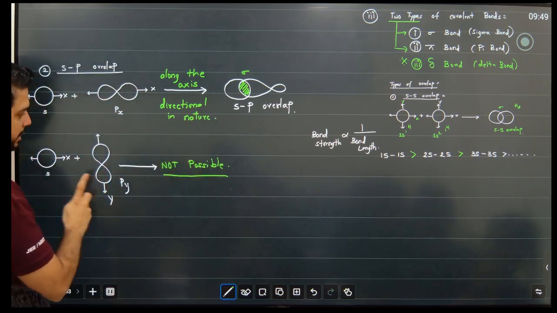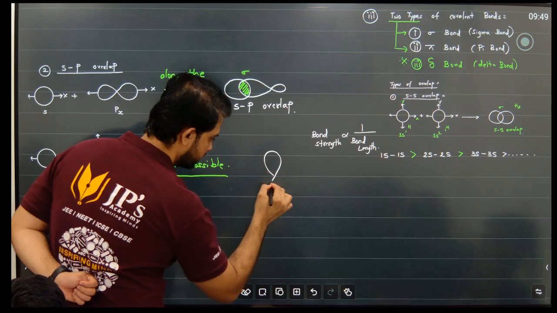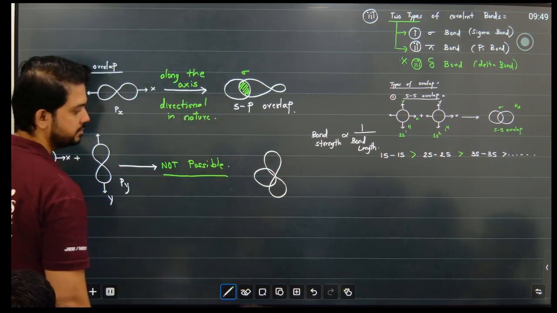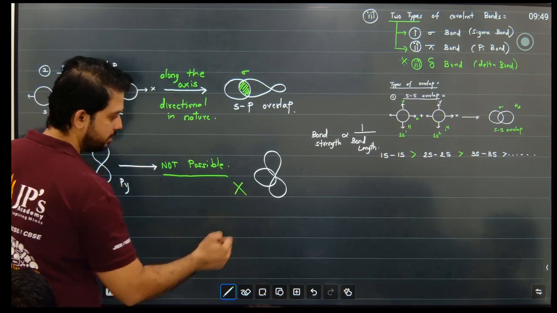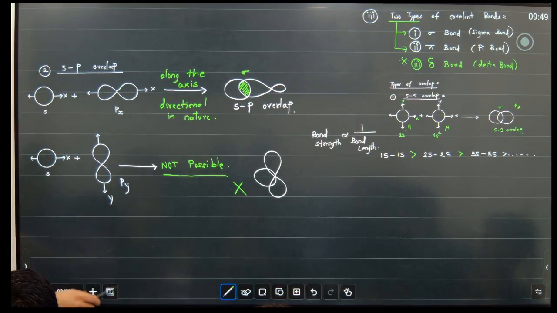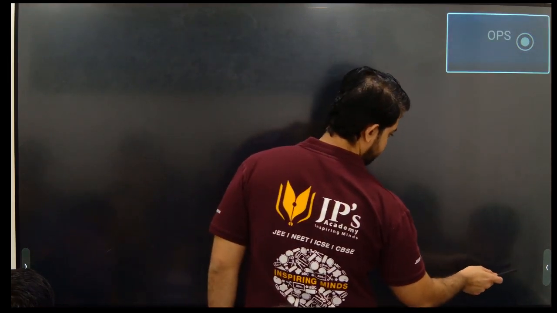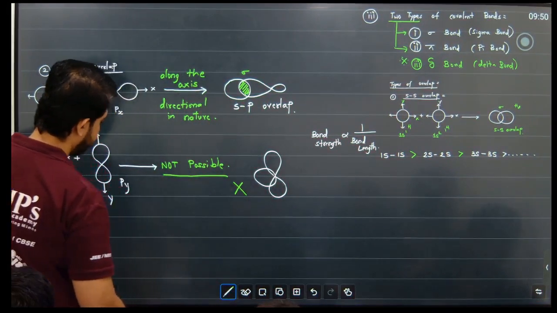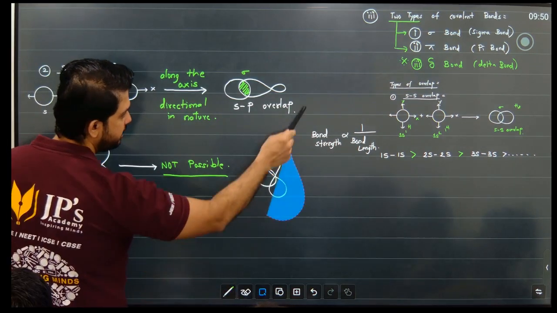अब सेम जो यहाँ पे, this would look something like this, अगर हम overlap करने जाए. Getting that? And this is not possible. ऐसा overlap does not take place. Okay. So this overlapping is not possible, और इसको हम बोलते हैं SP overlap.